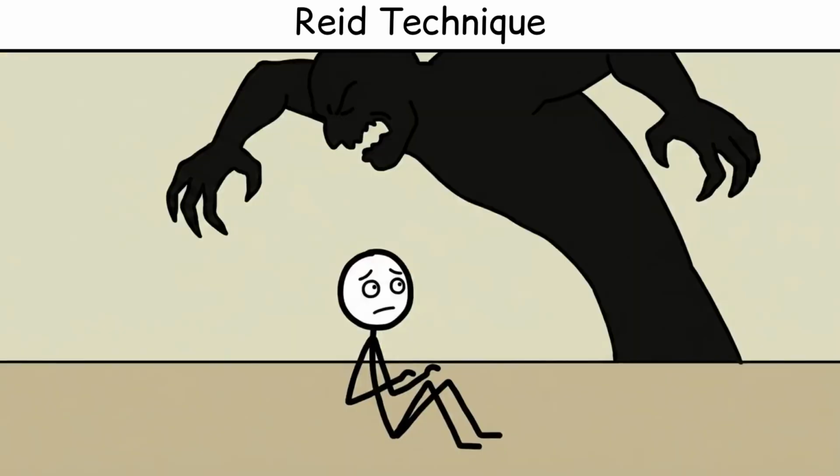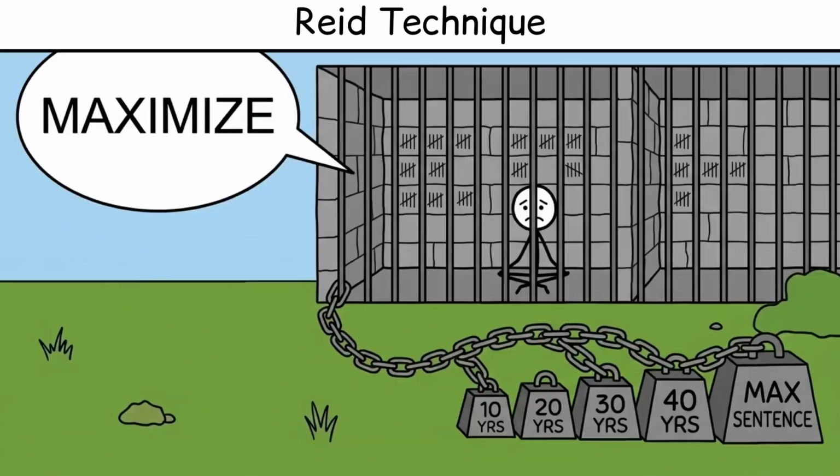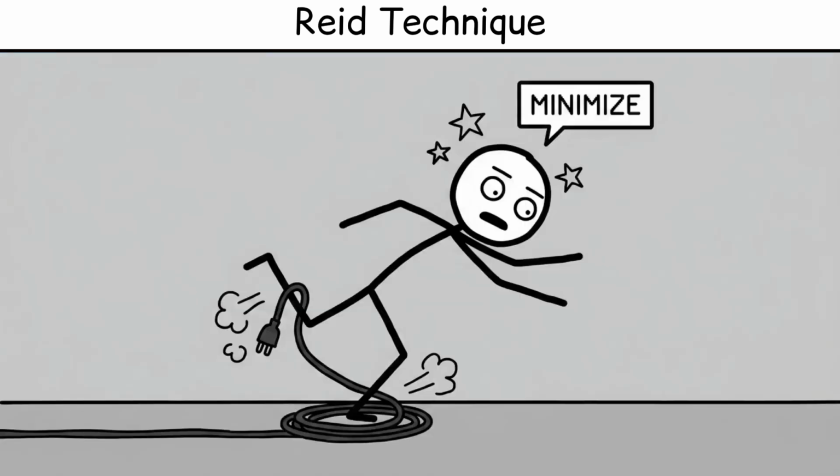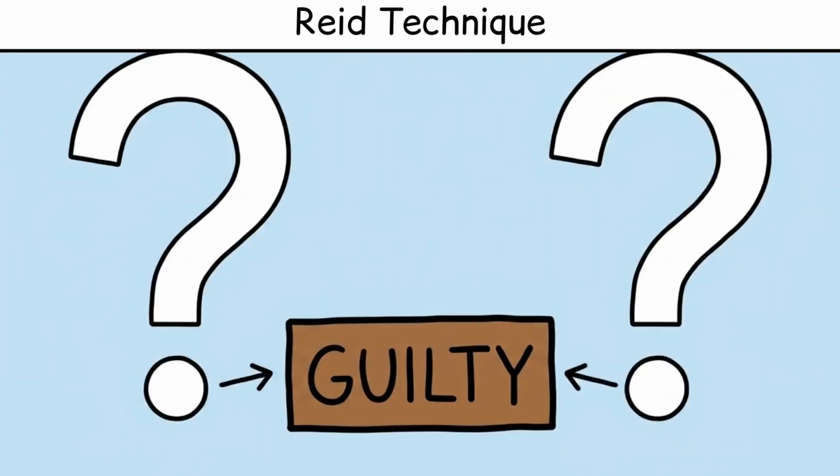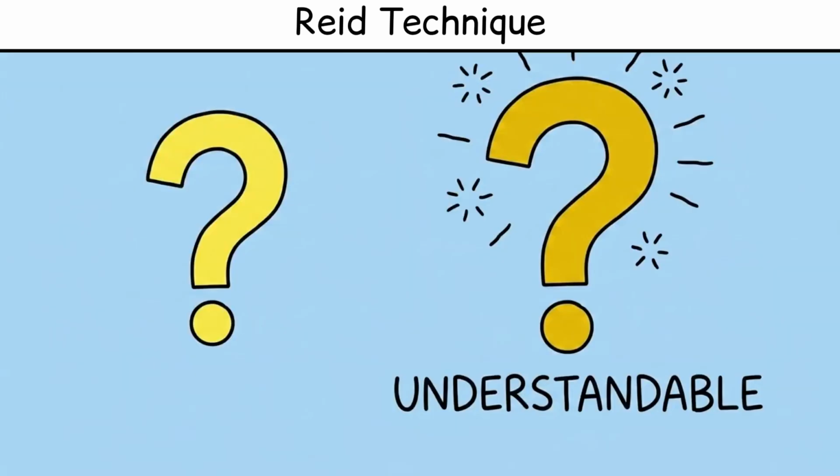The technique creates a push and pull between maximization and minimization. Interrogators maximize danger by exaggerating the consequences of remaining silent, while minimizing moral blame by suggesting the crime was an accident or justified. They offer two choices, both implying guilt, but one framed as morally understandable.